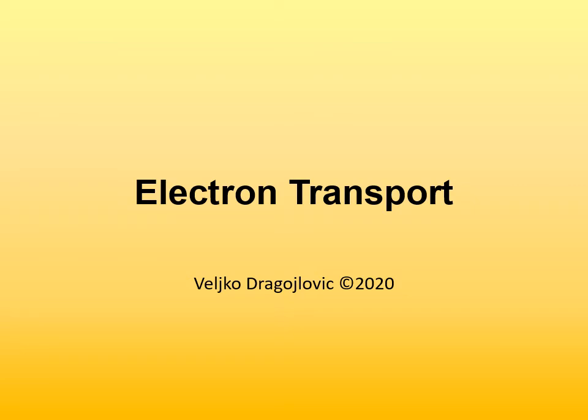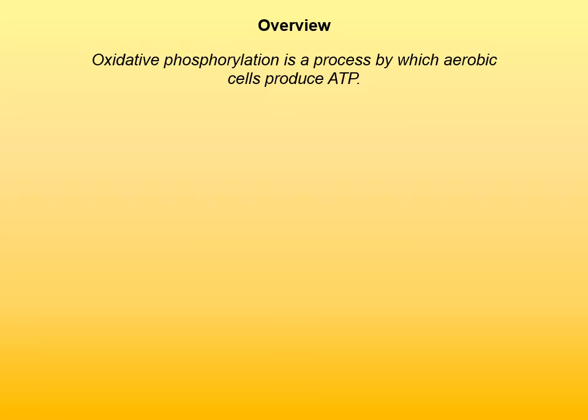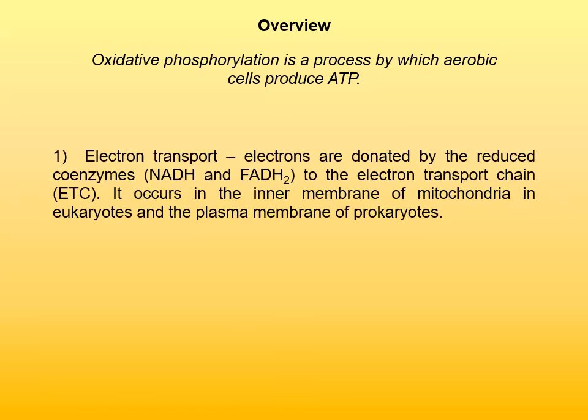In this lecture, we will examine the first part of oxidative phosphorylation, and that's electron transport. Oxidative phosphorylation is a process by which aerobic cells produce ATP, and it's composed of two parts: electron transport, which we'll examine in this lecture, and in electron transport, electrons are donated by the reduced coenzymes NADH and FADH2 to the electron transport chain, or ETC.